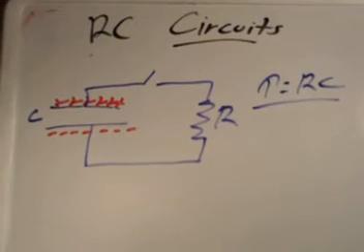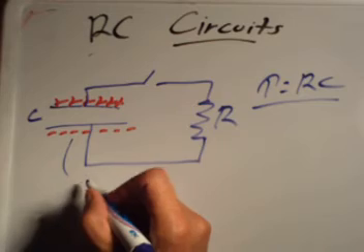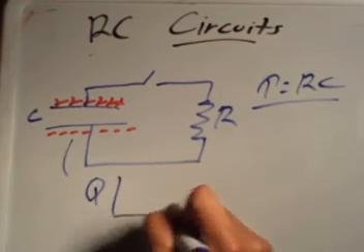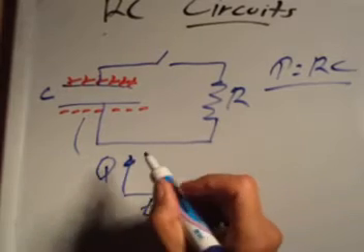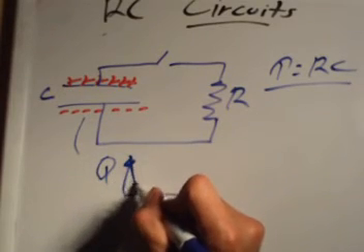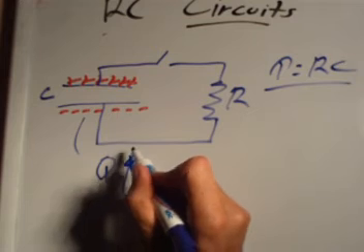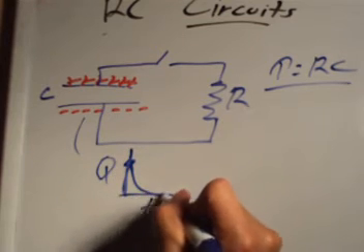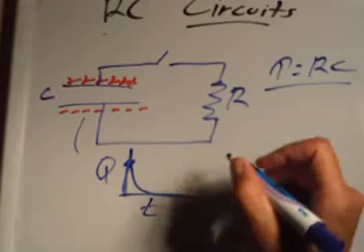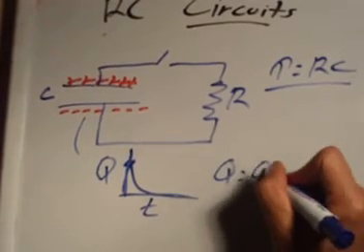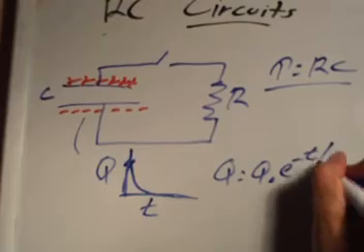So what we get then is a discharge equation, and if I look at the charge as a function of time on the capacitor after discharge, it's going to start very high because the capacitor is fully charged, and it's going to drop down to 0 like that. That's what the charge as a function of time is going to look like on the capacitor. And the equation which governs it is Q naught e to the minus t over RC.